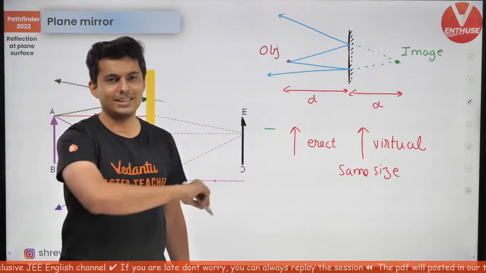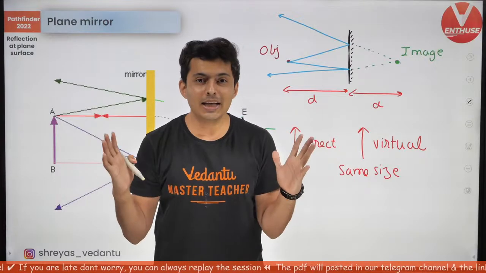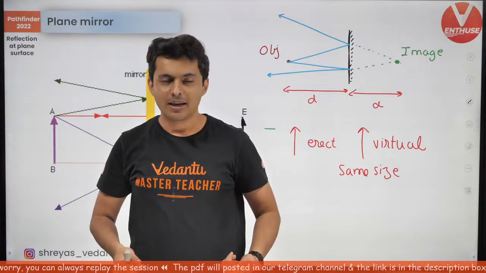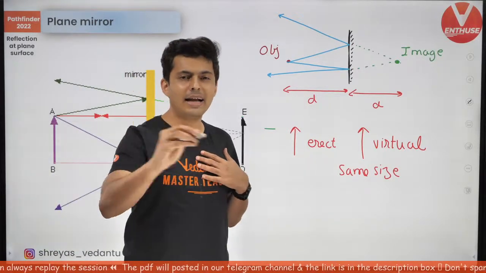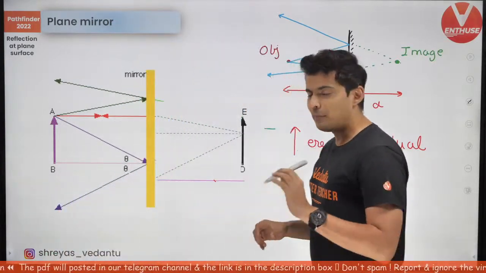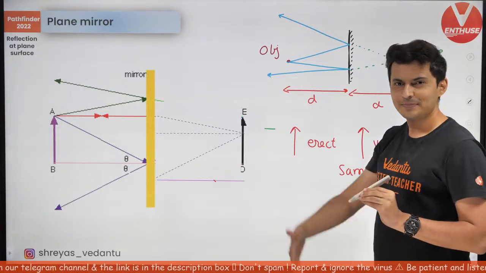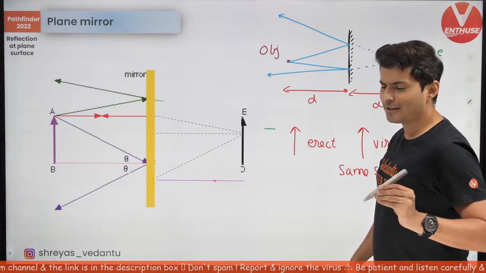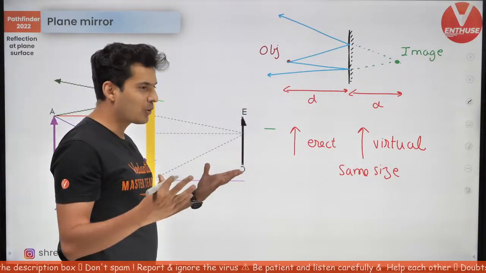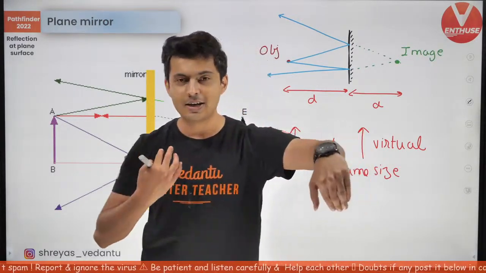But there is one catch. What is that one catch? The image is laterally inverted. It's as if you are a born right-handed person, then the image of you is a person who is left-handed. Just imagine there is a mirror over here, and if I am a left-handed person, then my image will be a person who is right-handed. That's how cool it is. So things change. There is a lateral inversion.